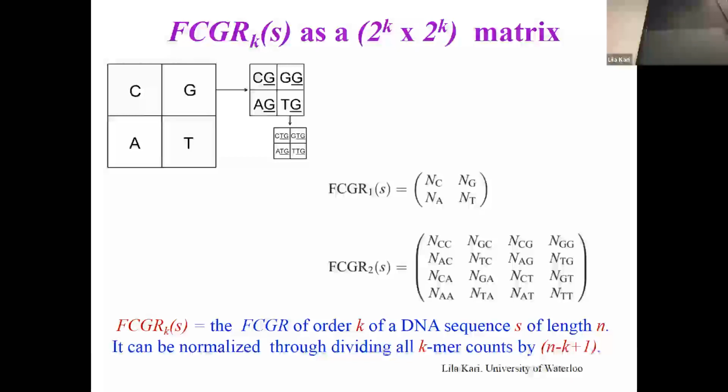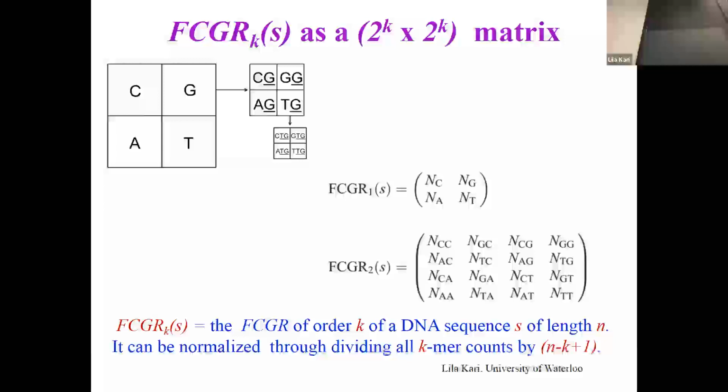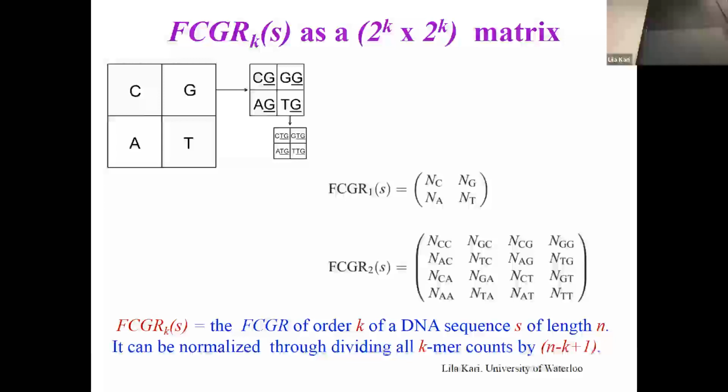For example, a frequency CGR of order 2 is going to be a matrix, 2^2 by 2^2, in general 2^k by 2^k, where in the small corner up there are going to be all the CCs, in the next one are going to be all the GCs, and so on. So basically, a CGR representation is a simultaneous representation of the k-mer counts. Depending on your sequence, how many CCs you have in them, all of them are going to be counted here, all the TTs are going to be counted there, and so on. So it's like a simultaneous representation of those, but of course they're also related to each other.